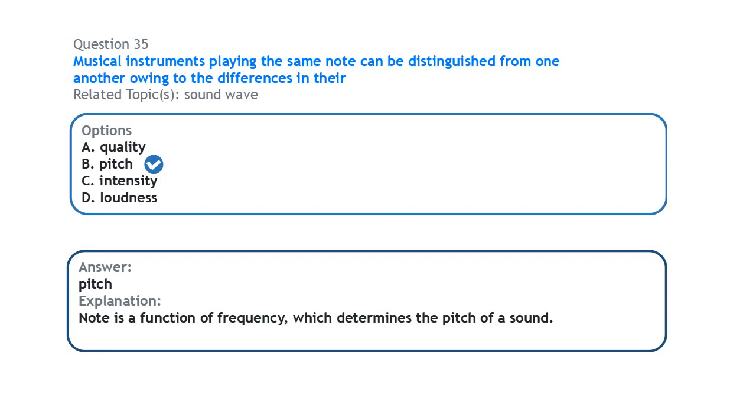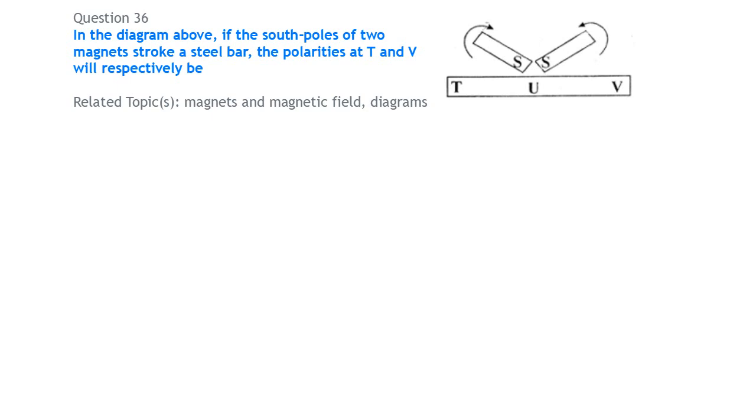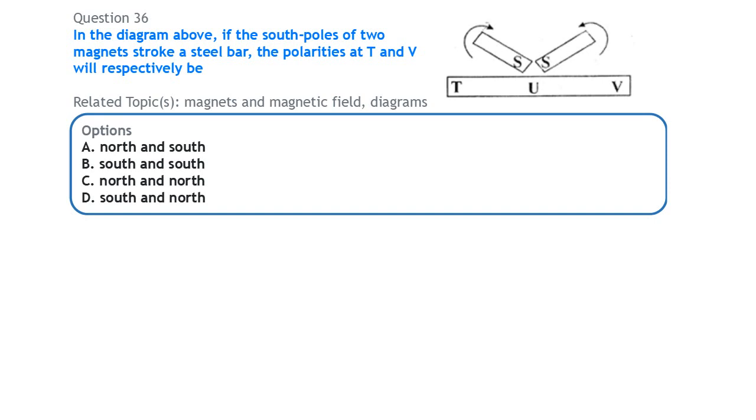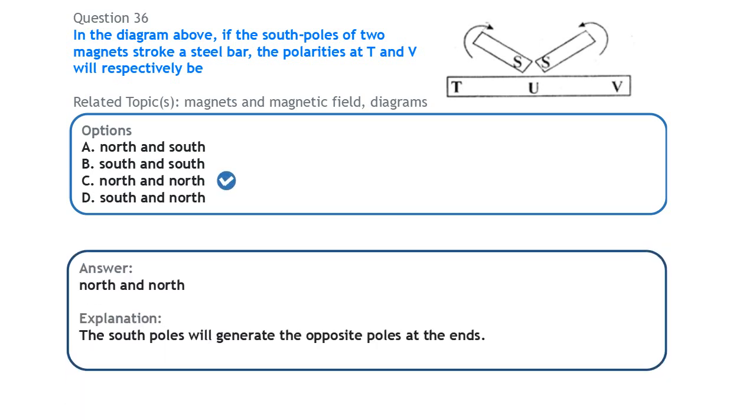Next, on magnets, in the diagram above, if the south poles of two magnets stroke a steel bar as shown here, the polarities at T and V will respectively be? The south pole will generate the opposite pole at the ends here. So that means that at this end, say this is south, at this end you are going to have north. So you are going to have north on the opposite sides here.